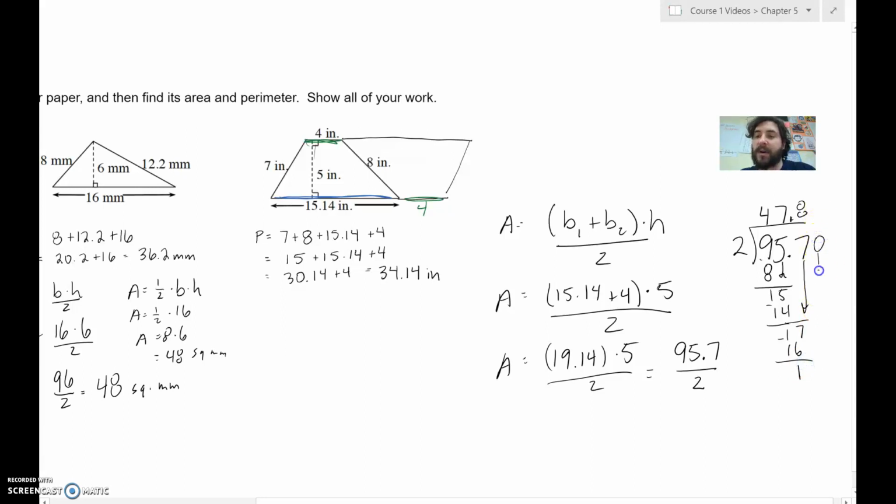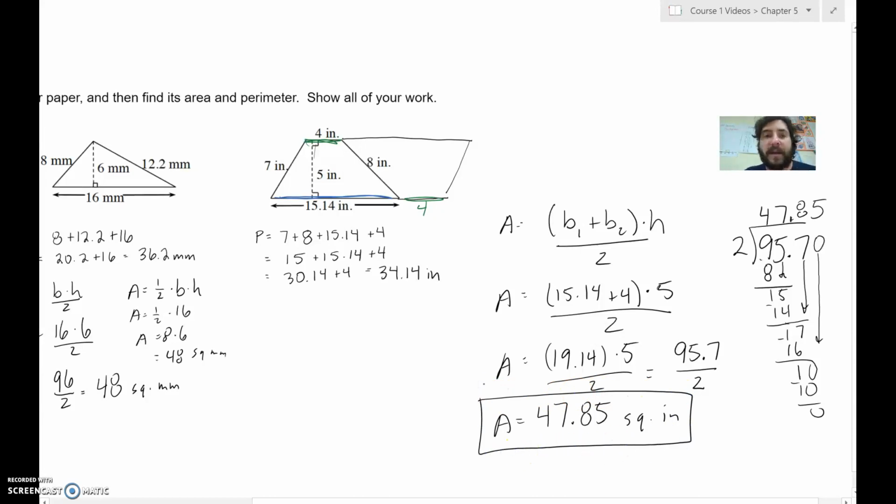Let's continue our division problem by adding on a 0 here. We can just add 0/100ths, and that won't change this number. This is still 95.7. 95.70 is the same. It's just 0/100ths here. And 2 goes into 10 5 times. 2 times 5 is 10, no remainder. We are done. So the area of this trapezoid is 47 and 85/100ths square inches.